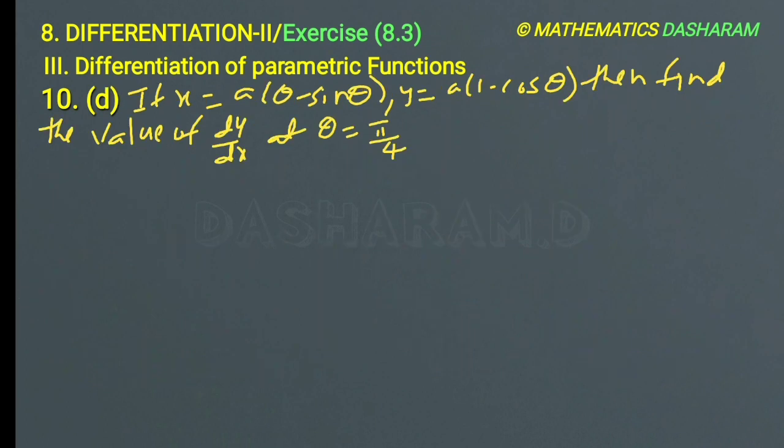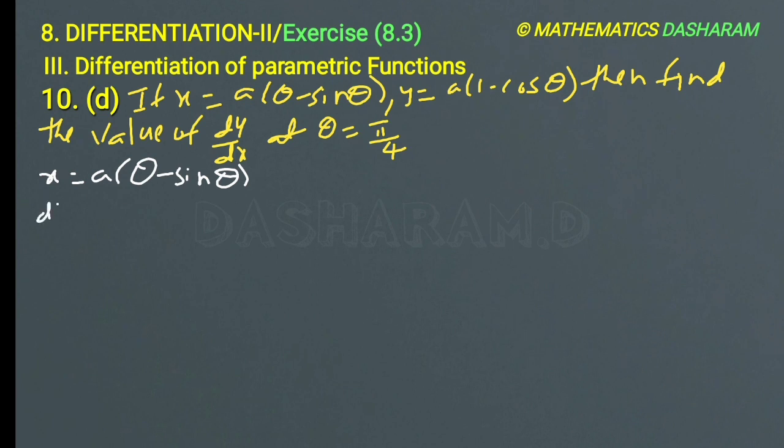Question: if x equals a bracket of theta minus sin theta, y equals a bracket of 1 minus cos theta, then find the value of dy by dx at theta equals pi by 4. So he is asking what is the value of dy by dx. First let us find the dy by dx answer. So the first process is what? x equals a bracket of theta minus sin theta.